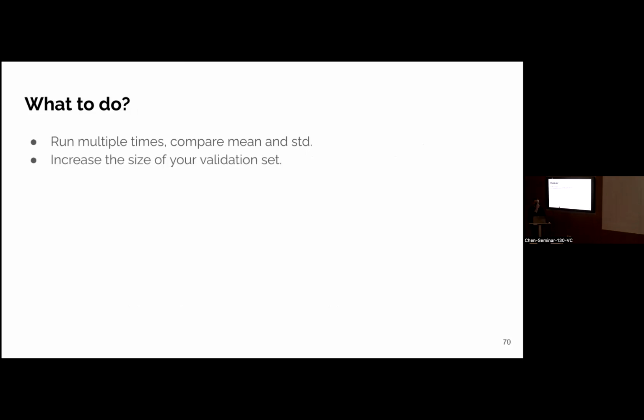So another thing that's often useful is to increase the size of your validation set. Depending on the source of your instability, it could be because your validation set is very small. And if it's small, then a small change in where your model winds up can end up having a big effect on the accuracy. In general, evaluation on bigger data sets is more stable.